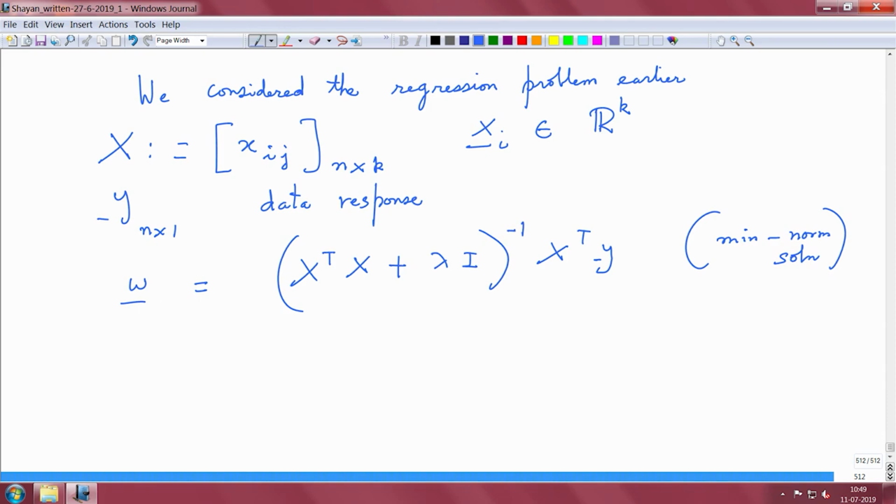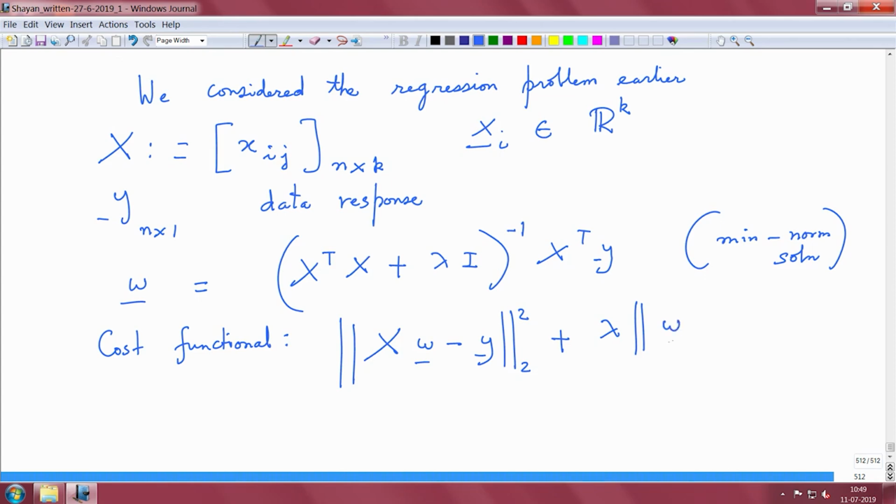Now the way you set up the cost functional is as follows. You have Xw minus y, and you want to minimize this norm, the square of the L2 norm, subject to a constraint on the norm of the weight, right, and w must not be too large.